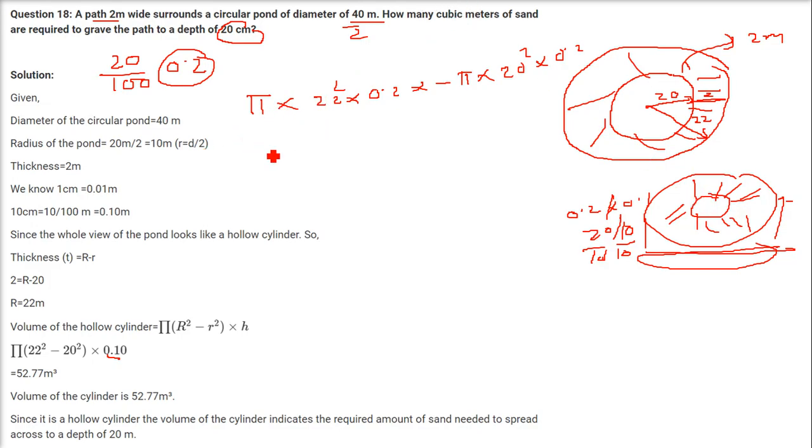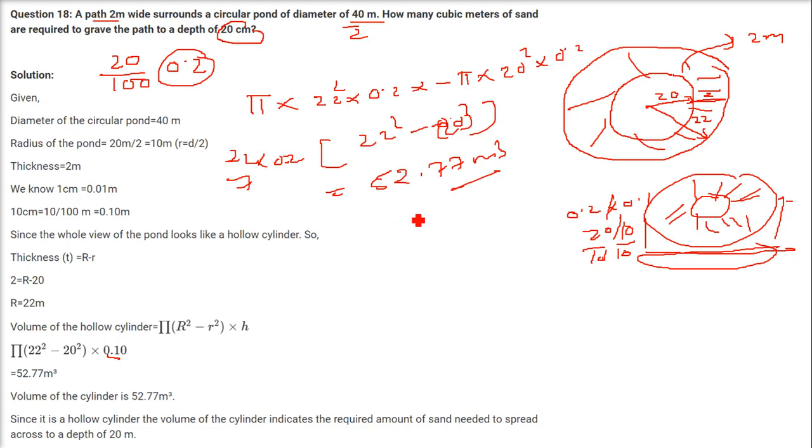So what we do here is, pi is 22 by 7, 0.2 comes here, or 0.1, whichever is in the book, whichever question is there, into 22 square minus 20 square. So when you compute it, it is going to come as 52.77 cubic meter. So this is the sand needed to spread across for this depth. So just take the volume of the external one minus volume of the internal one. This is the answer.